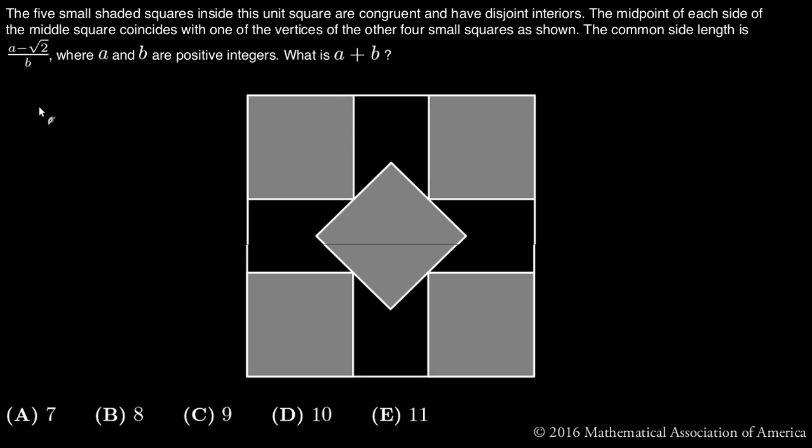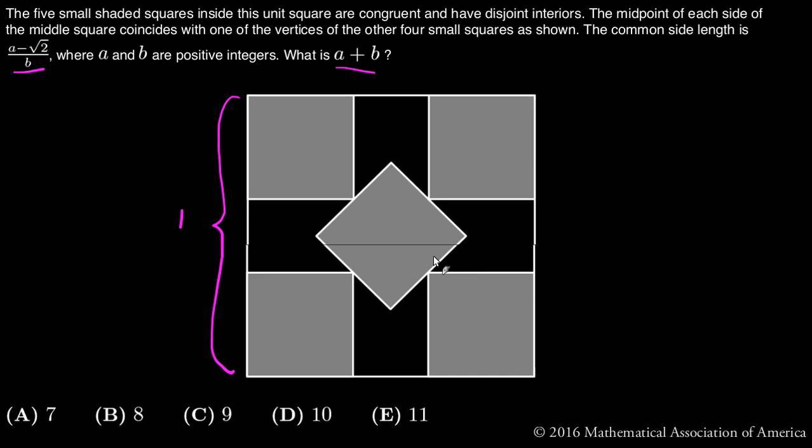The common side length is (A minus root 2) over B, where A and B are positive integers. What is A plus B? So unit square means that the side length of the square is 1. I need to figure out what the side length of each of these small squares is.